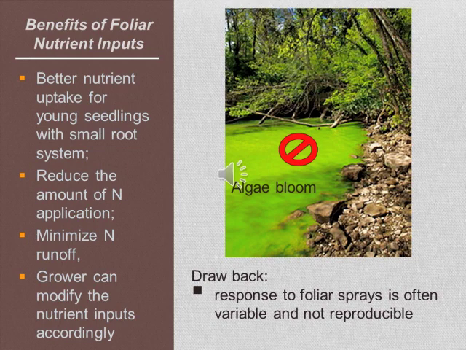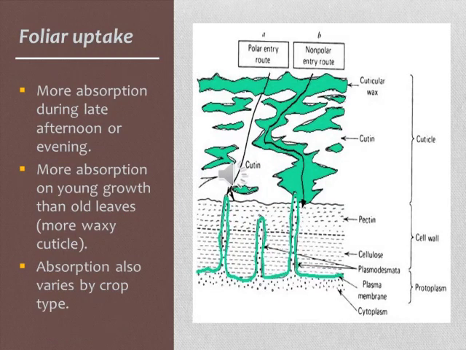One drawback of nutrients inputs in a foliar is its response to foliar spray is often variable and non-reproducible. So how do we increase foliar uptake of a plant? As you can see in this picture, foliar uptake is easier through the cutin layer of the leaf rather than through the waxy layer of the leaf. Leaf waxy content is higher on older leaves and during the hot time of the day. Therefore, to increase foliar uptake, more absorption occurs during late afternoon or evening and more absorption on the young growth than the old leaves. Another factor that might affect foliar uptake is crop type with different waxy layers.